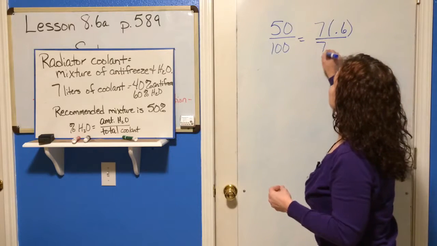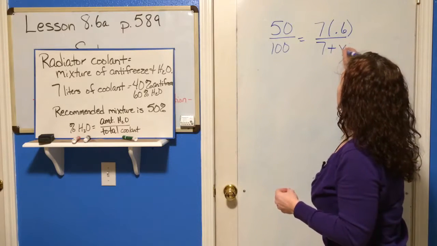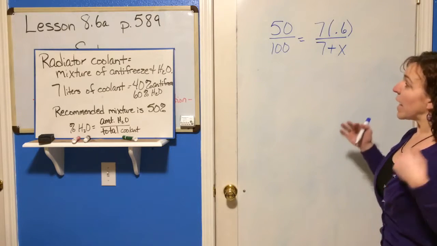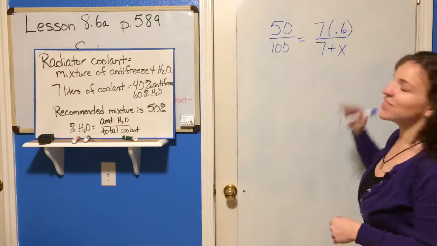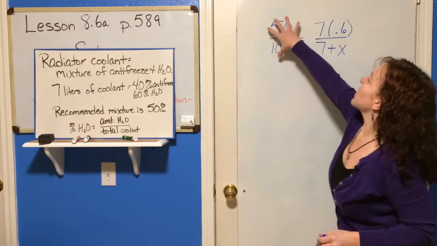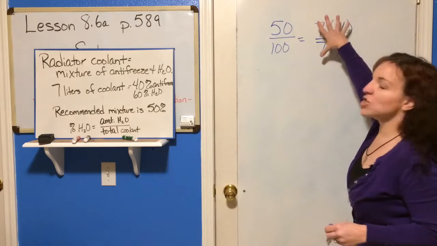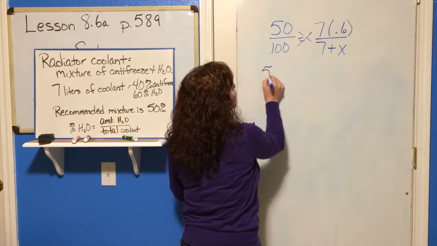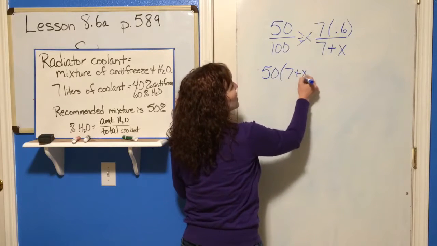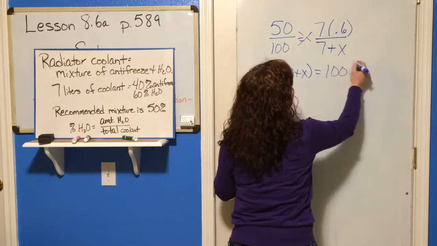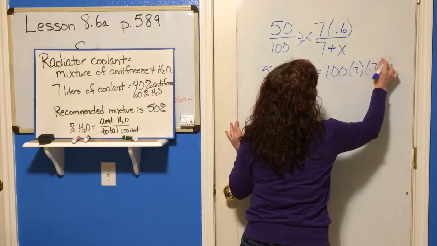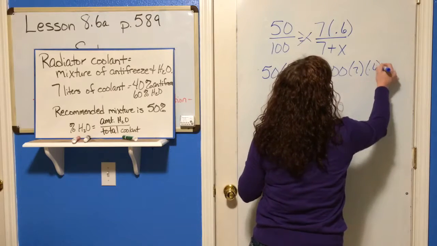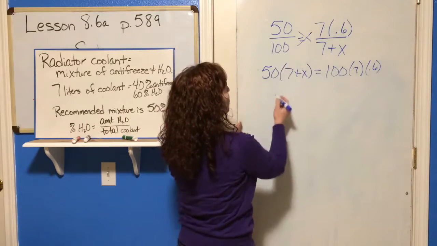So I'm going to take my 7 liters and I'm going to add some antifreeze. And I don't know how much, so that's where the x comes in. And so now, you know where I'm going, don't you? You've got a fraction equal to a fraction. So now we can simply cross multiply. So now 50 times 7 plus x equals 100 times 7 times 0.6. 6/10. All right, and multiply through.